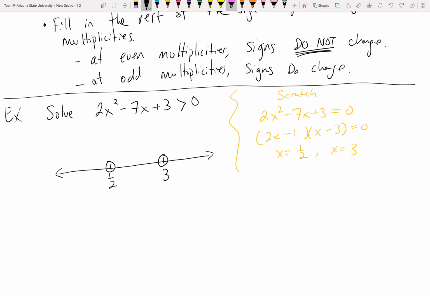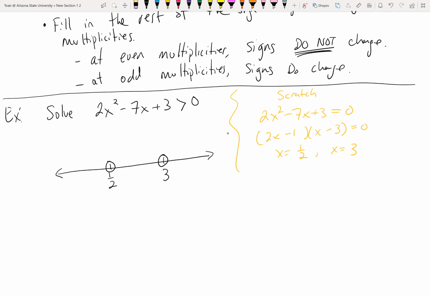Now this is what I mean by plug in a number from the left region. Notice these two x-intercepts sort of cut the number line into 3 pieces: the left region, the middle region, and the right region. So what we're going to do is plug in just a random number from the left region, from the yellow region. We just need to pick a number that's to the left of 1/2. It doesn't matter what number you plug in.